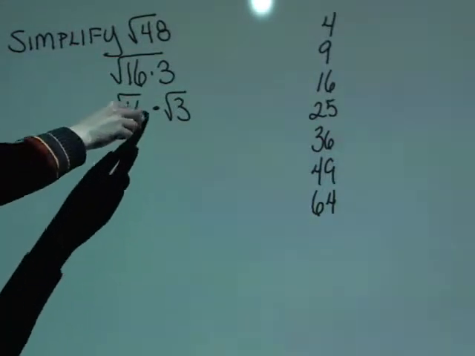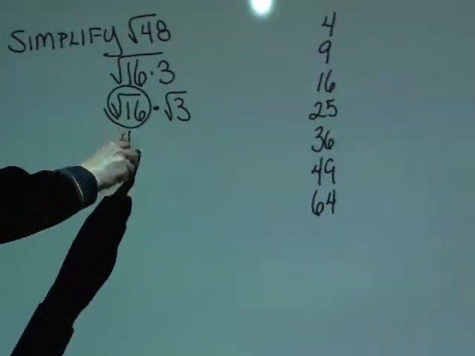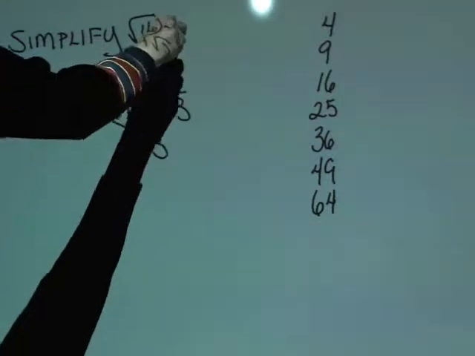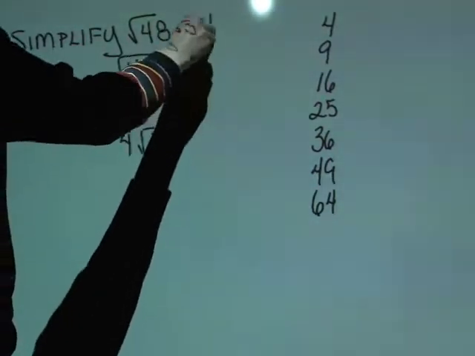So I'm going to simplify this. Square root of 3, that doesn't simplify. That's not a perfect square. So the square root of 3 is going to stay the square root of 3. So this is actually going to change into 4 root 3. And that's what the square root of 48 is in simplest radical form. It's 4 root 3.